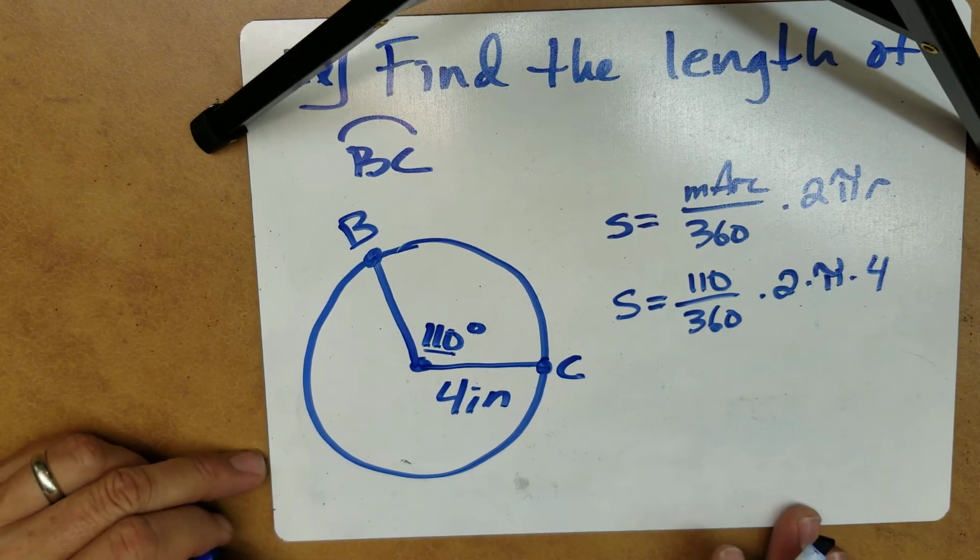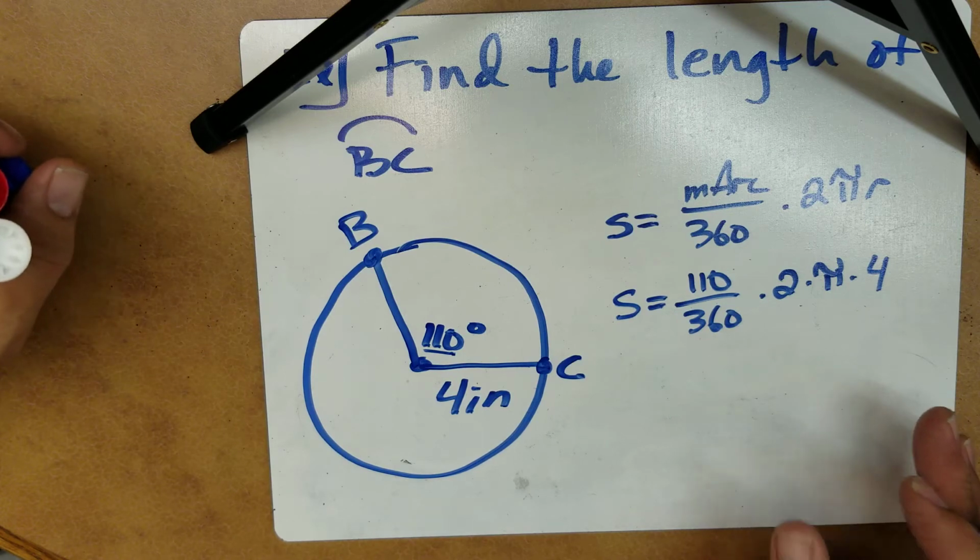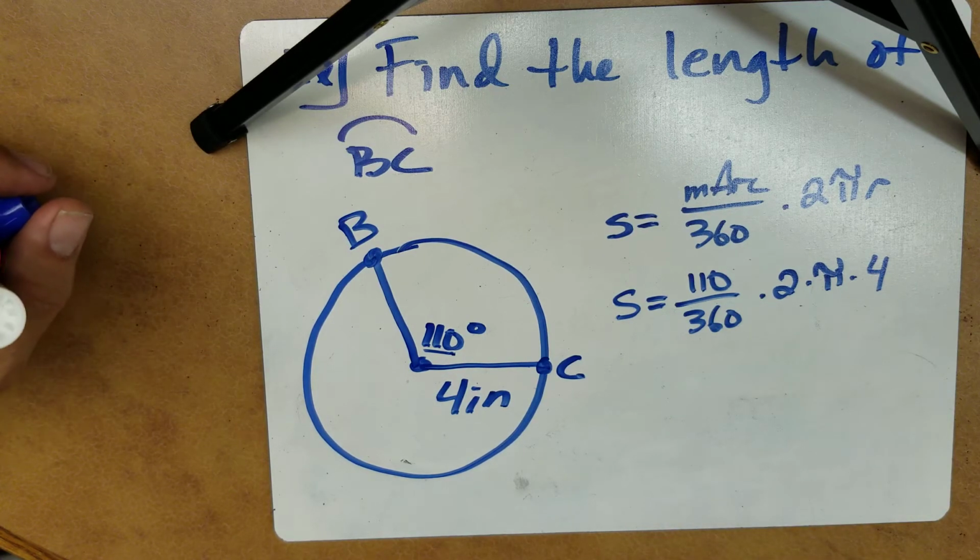So that's not very hard. You could just put all that in your calculator and just get a decimal, round to the nearest tenth, and you're done.